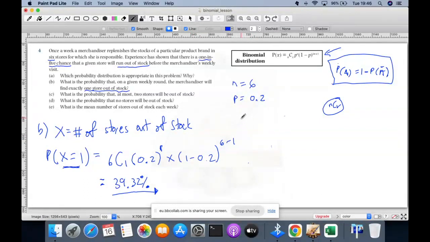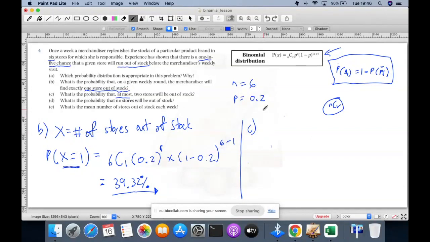All right. Next, let's do question C. Now, C, the question is asking us, what is the probability that at most, and this is very important, at most, what is the probability that at most 2 stores will be out of stock? Now, when we say at most, and if I say I can take on at most 3 clients, that means I can take on no clients, obviously. That can be a case where I get 0 clients. I can take on 1 client, I can take on 2 clients, and I can take on 3 clients, but I cannot take on more, right?